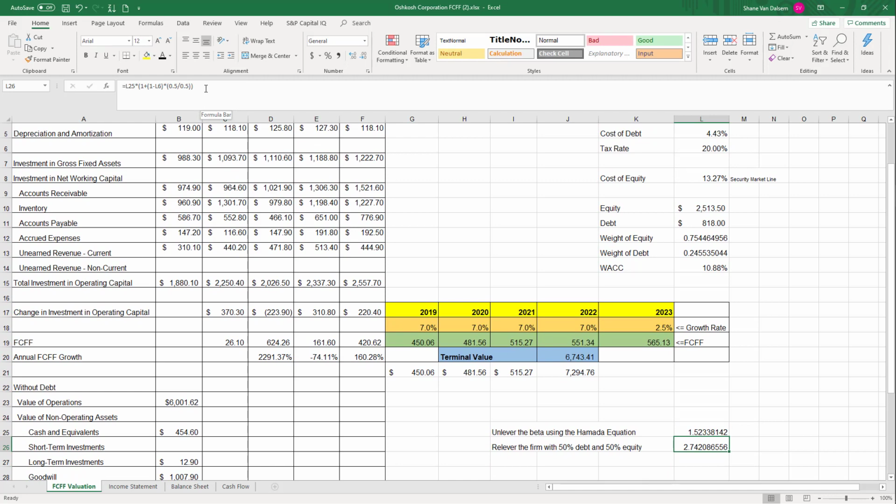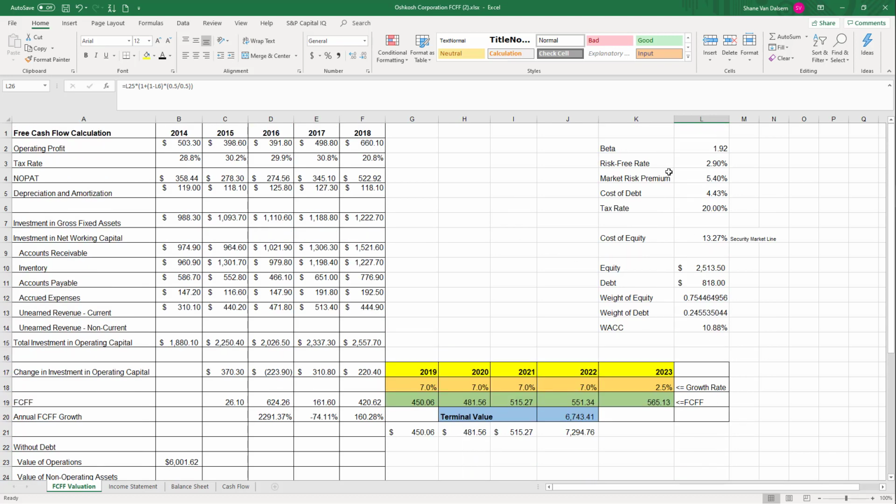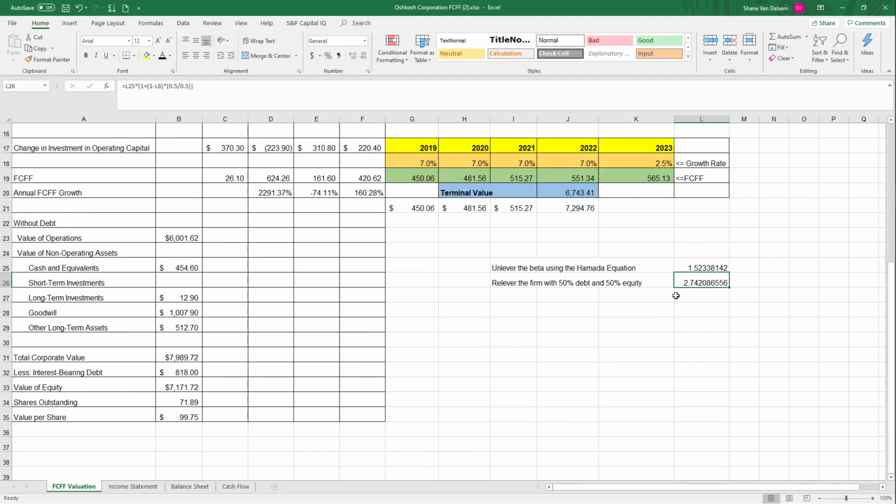So notice that we increase the amount of debt in the capital structure from 24.55% to 50%. And that resulted in a fairly large increase in the beta, going from 1.92 to 2.74.